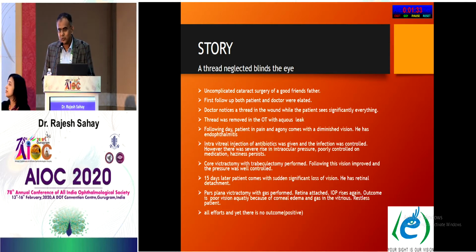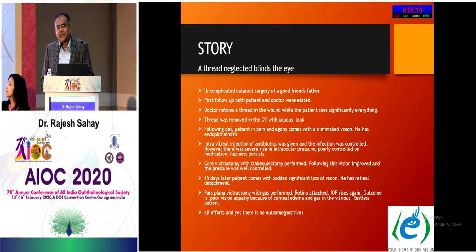So what to do? Very difficult. Again, counsel the patient, so you need another surgery. We took him to the OT. We did an RZ surgery with gas, because we did not want to do another surgery for removal of oil. So because of the gas, he was not able to see. After gas, the bleb failed, pressure rises again. Cornea becomes edematous. Very difficult to control again.